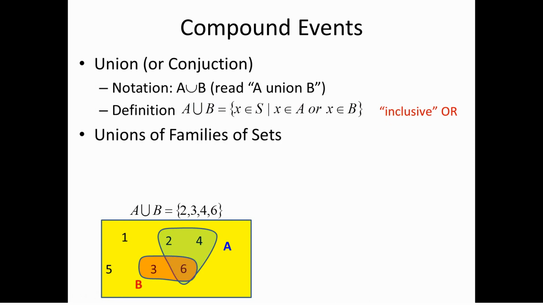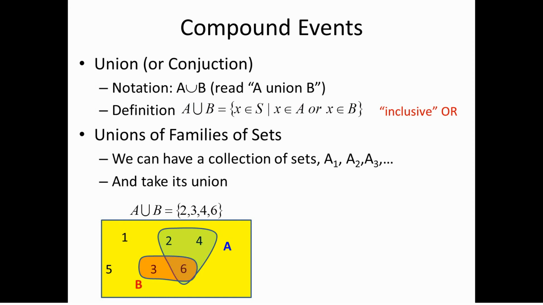Now, we can generalize this a little bit. We can talk about a collection of sets. Instead of 2 sets, we can have a countably infinite number of sets, and we can talk about their union. So E is the set of elements that is in one of these An's. That's a useful thing that we're going to use a lot: countable collections of sets.